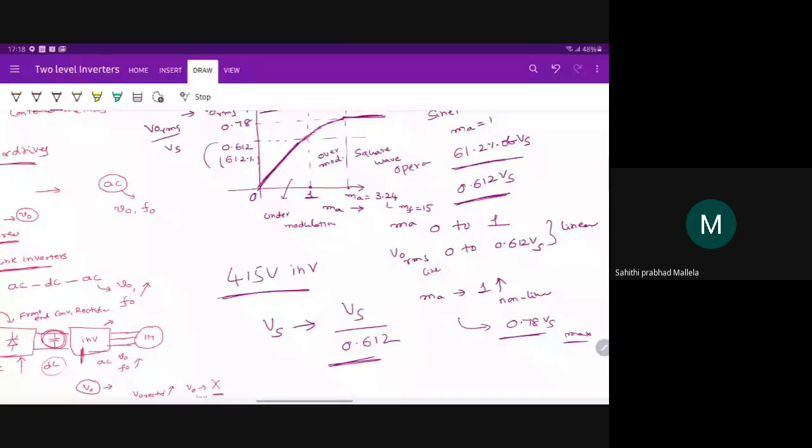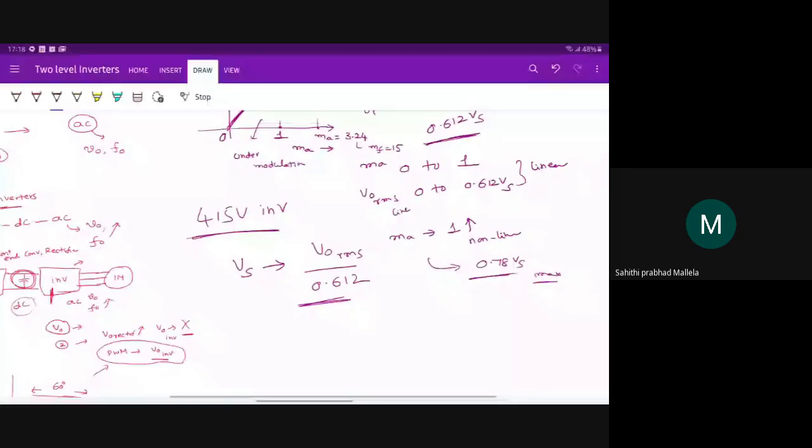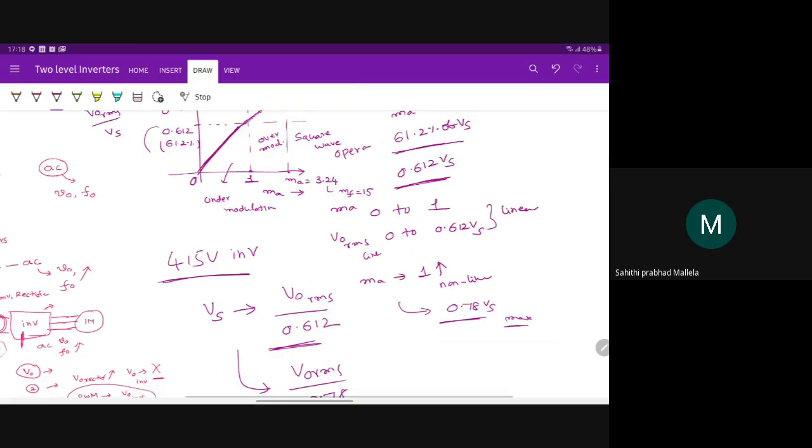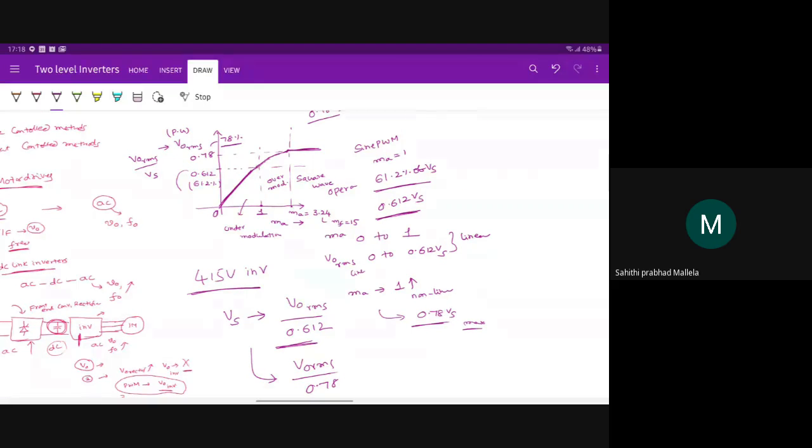Output voltage RMS value by 0.612. Right. So earlier, if you want to operate in a square wave, it should be 0.78. So this Vs should be 0.78 times. Clear? The maximum voltage that we can obtain with sine PWM is 61.2% of the DC voltage. So do you have any doubts on this?